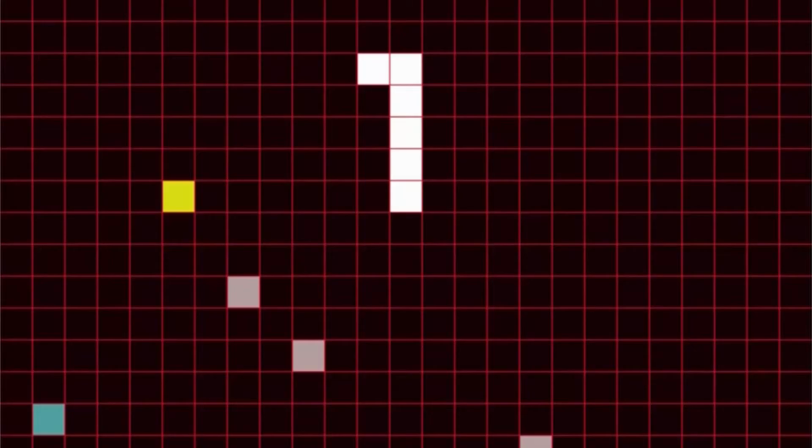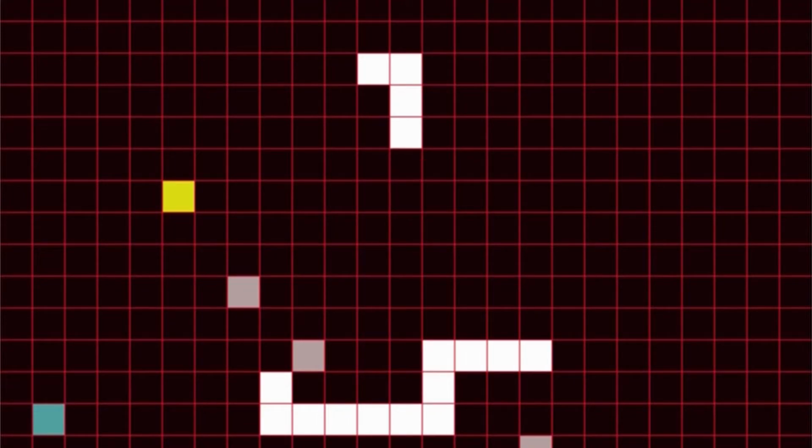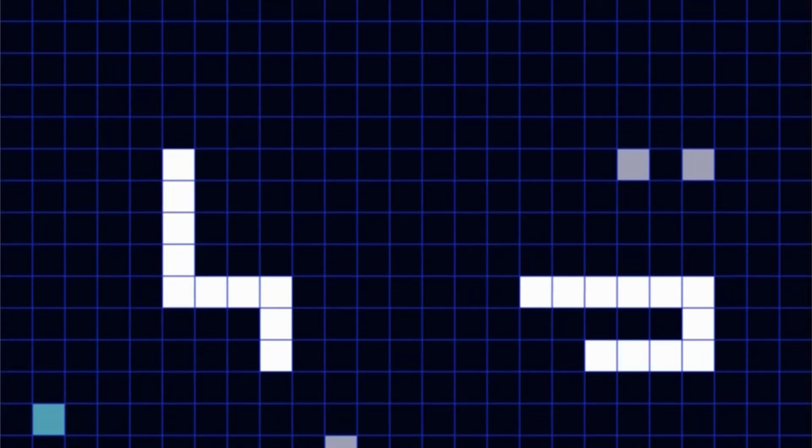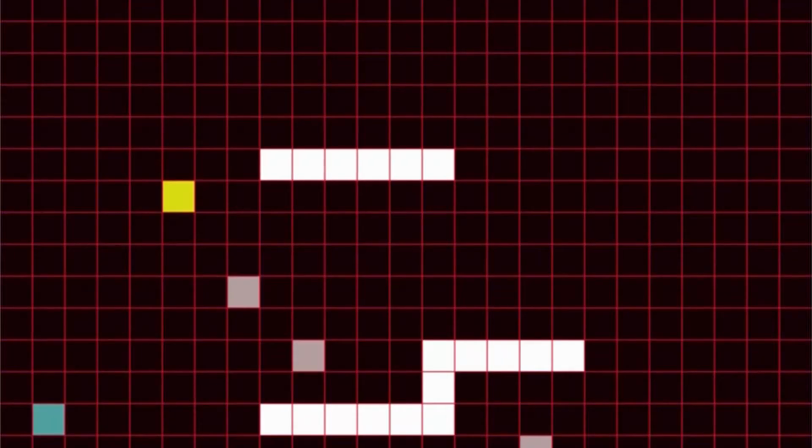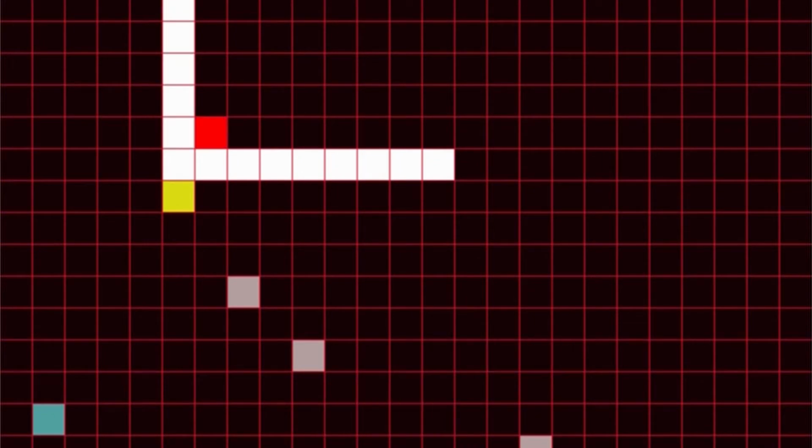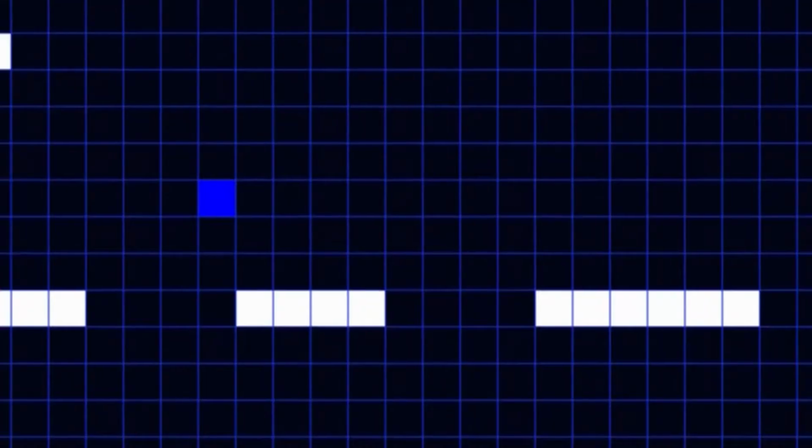Now, the snake still occupies this area that I passed through, but within the other dimension. So now if I switch back, it's still there, and it will only vanish when the tail catches up to it. So it's really normal Snake, but you can split him up between two screens.